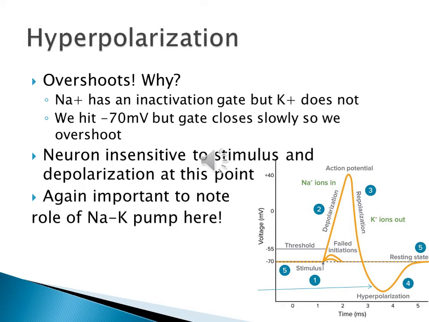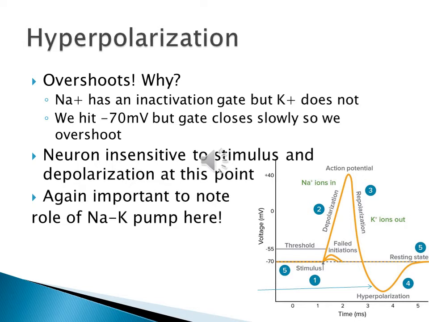So we overshoot, but why? Well, if you go back to look at the picture on the previous slide, you'll see that sodium has the inactivation gate and potassium does not. We hit that -70, but the gate closes slowly, so we end up overshooting, right? It isn't closed yet, right?